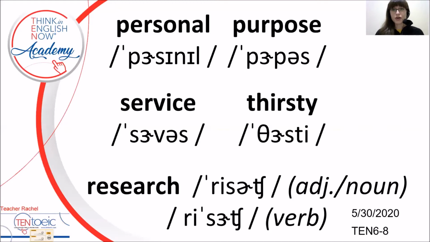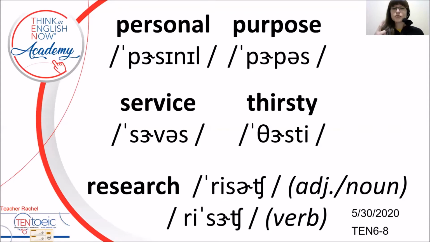Thirsty, thirsty. So this is when we really want something to drink. We're real dry. We need to drink water. We are thirsty. Our next one has two pronunciations.